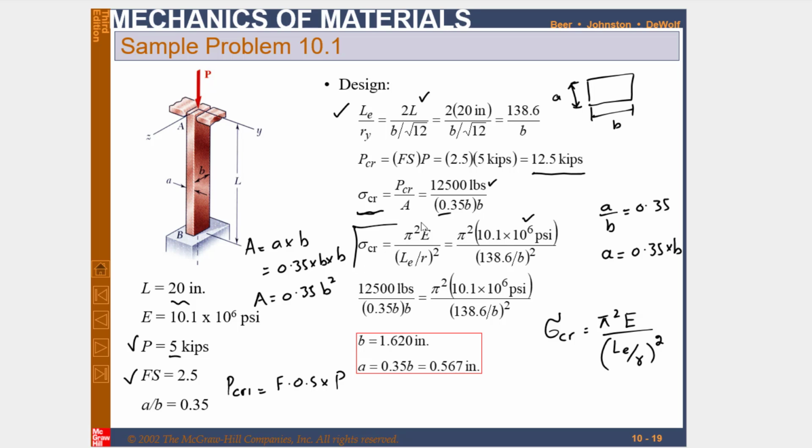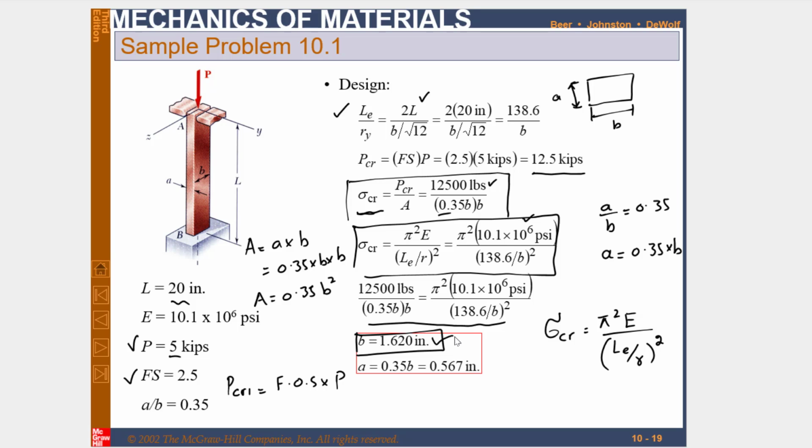So one equation of critical stress is this, and one equation of critical stress is this. Now you can equate this value with the one given over here. When you equate them, you will get the value of B, which is equal to 1.620 inch. Now you have the value of B, you can put B over here and multiply it with 0.35, and you will get 0.567. So this is the rectangular cross-sectional area of the column, with B equal to 1.620 and A equal to 0.567.